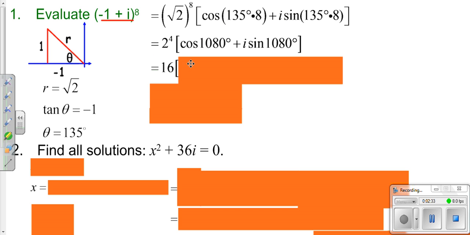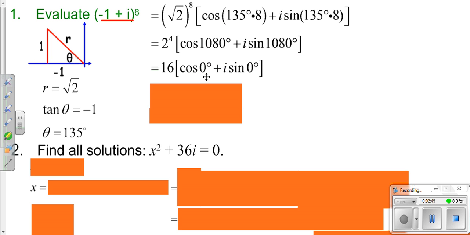2 to the 4th is 16. All we have to do is take 1,080 and keep subtracting a full revolution until it gets to be between 0 and 360. So we subtract 1,080 minus 360 minus 360 and do that until we get down, in this case, to 0 degrees. So what we have here is our answer in trig form.